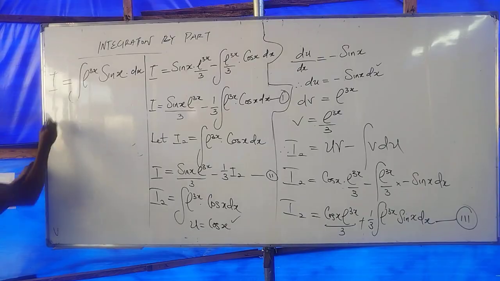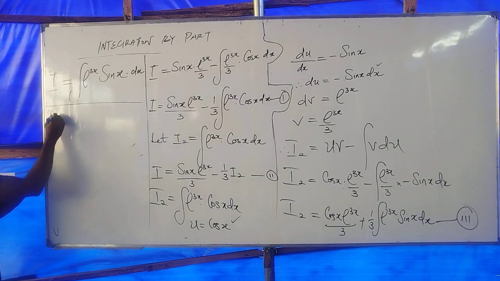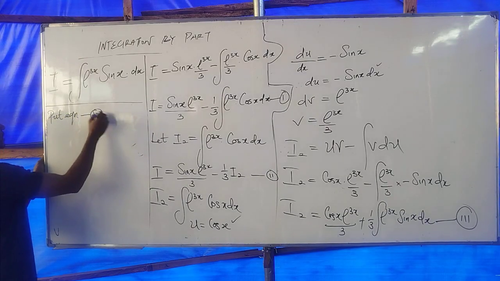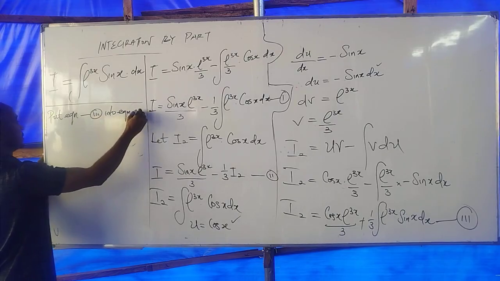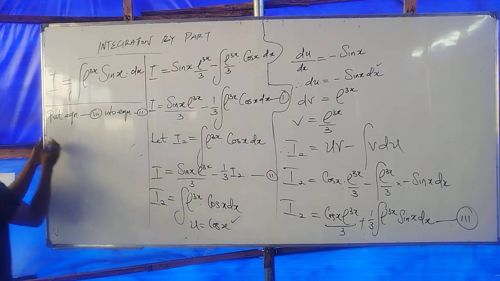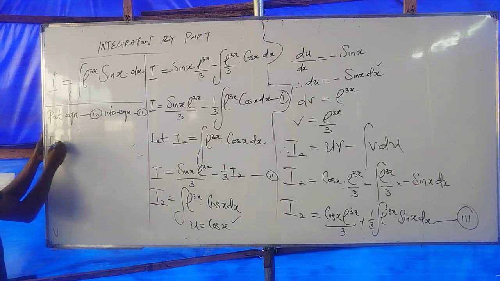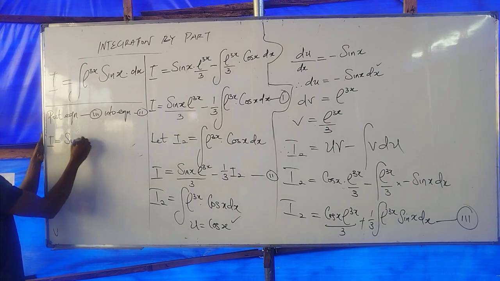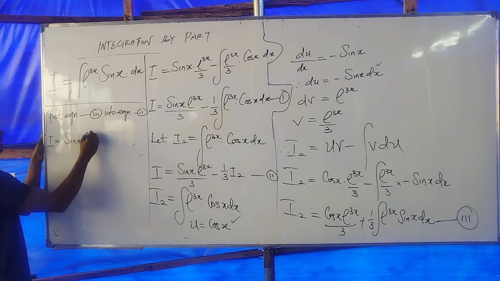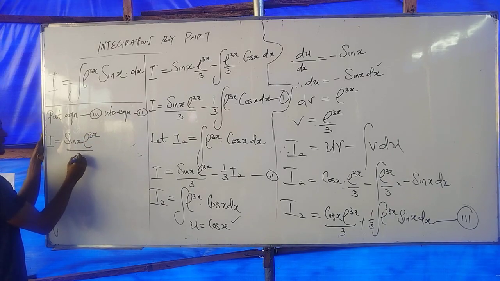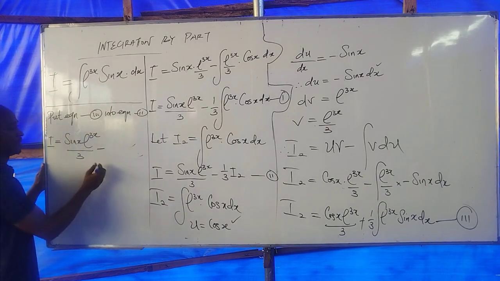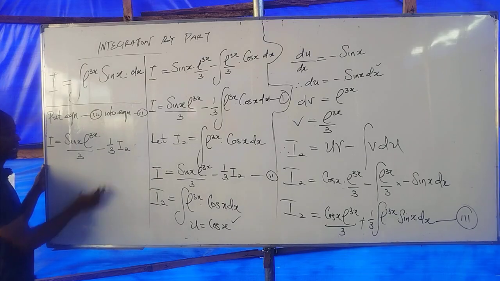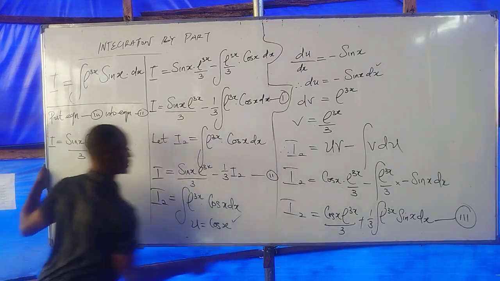So I will say, put equation 3 into equation 2. Equation 2 says what? I equals to what? Let's go, give me the value again. Sine x exponential 3x over 3, minus 1 over 3 I2. Is it not so? Our I2 is what? Is this. So let's put the value of I2 there.